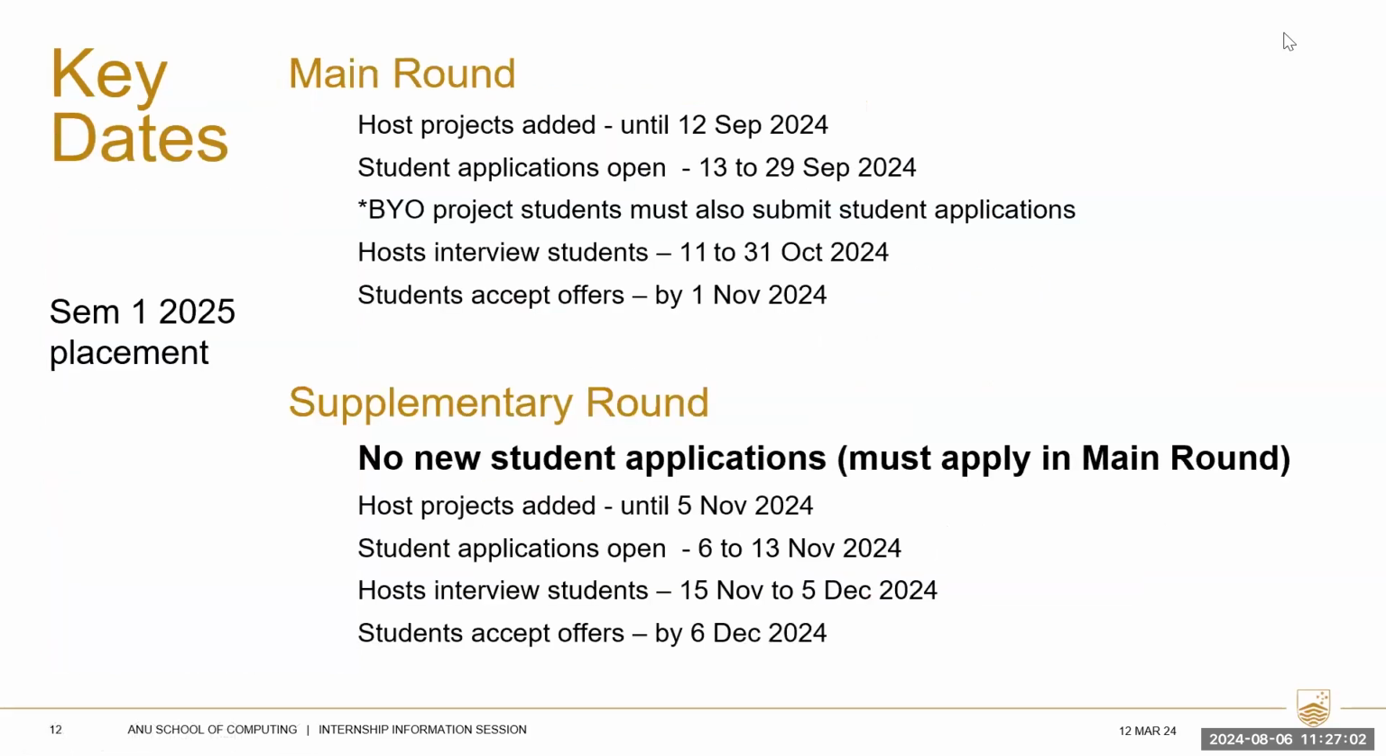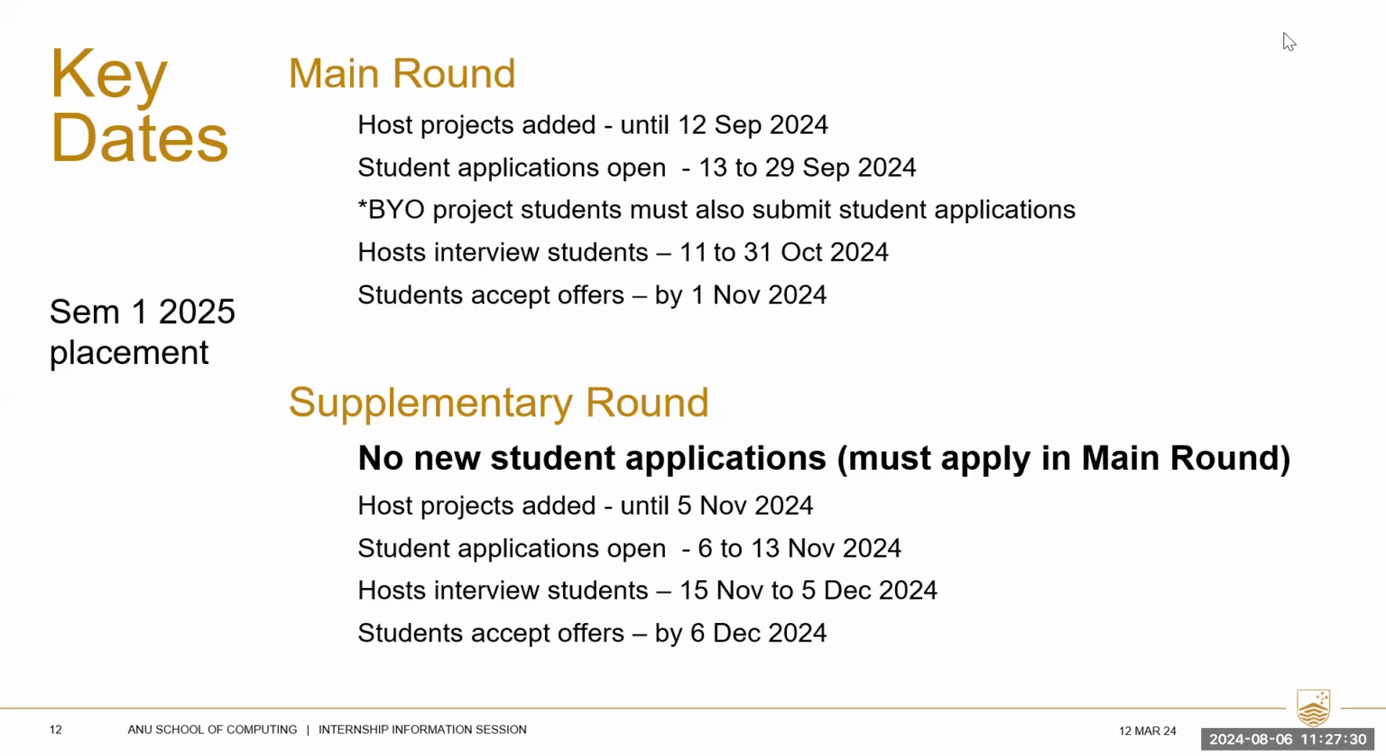So these are the key dates. There are two rounds: a main round and a supplementary round. But the supplementary round is not for new applications, so it's not a chance to submit if you forgot to submit in the main round or missed the deadline. The main round happens, and if there are some students who were eligible but didn't manage to get a placement, then they will operate in the supplementary round.